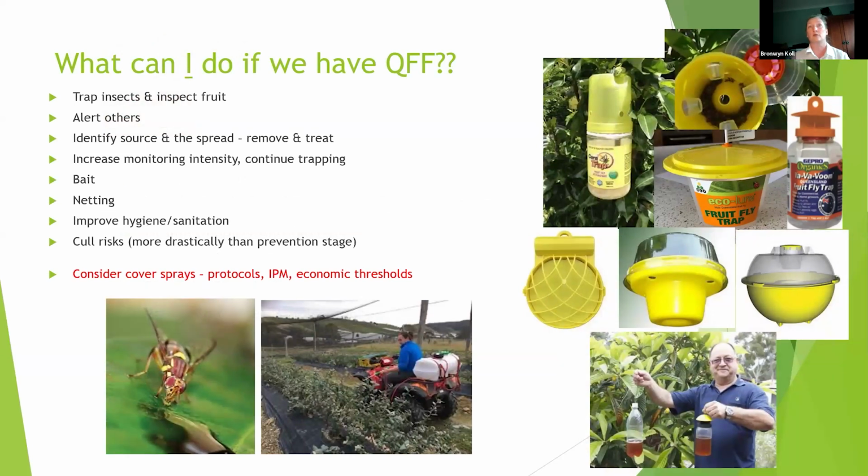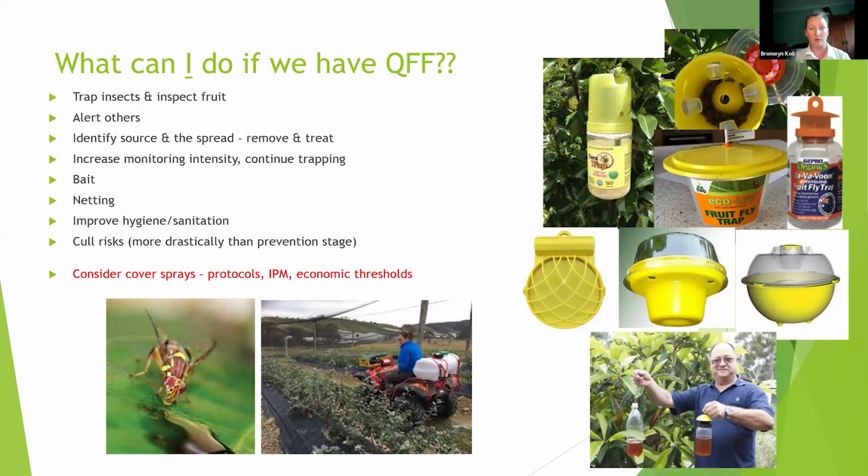If you do end up with Queensland fruit fly, we need to heavily rely on trapping the insects and inspecting the fruit so we know what to do. We know about alerting others so that they can also take action. And then you can start investigating where the source of the spread might be.